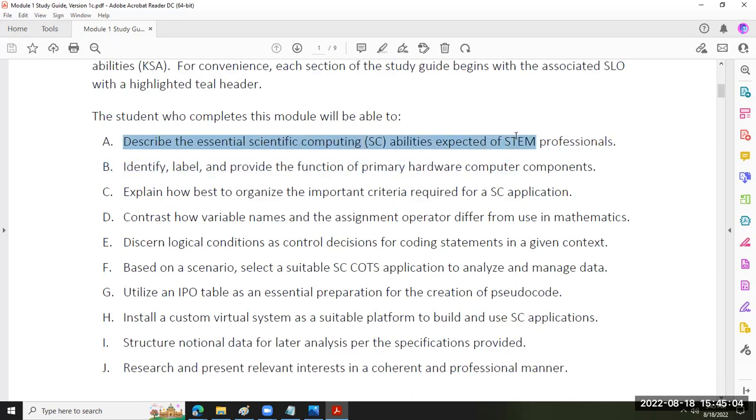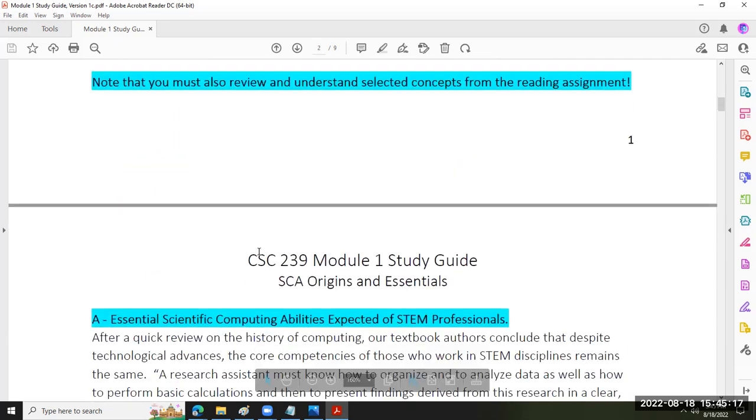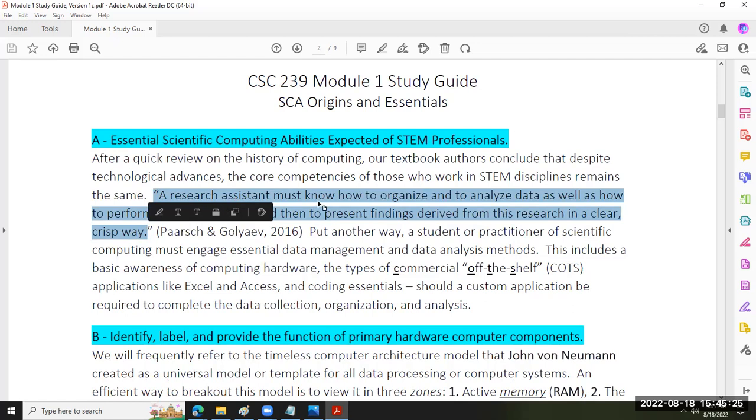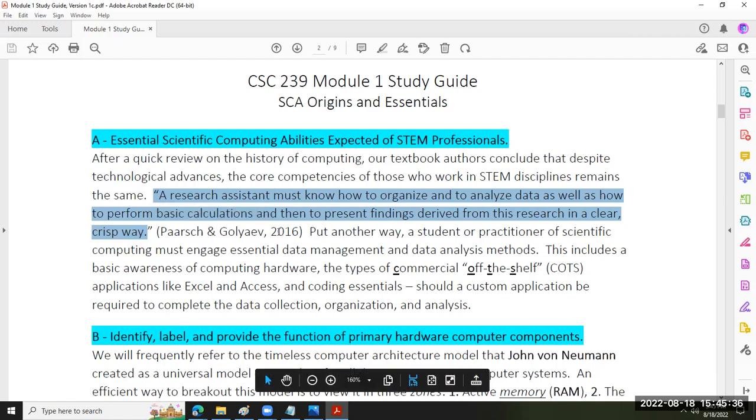What is it you really need to be able to know and do if you're a STEM professional? So if you're in science, technology, engineering, or math, regardless of your discipline, what is it that you are supposed to be able to know and do? Right from the textbook here, it reads, a research assistant must know how to organize and to analyze data, as well as how to perform basic calculations, and then to present findings derived from this research in a clear and crisp way.